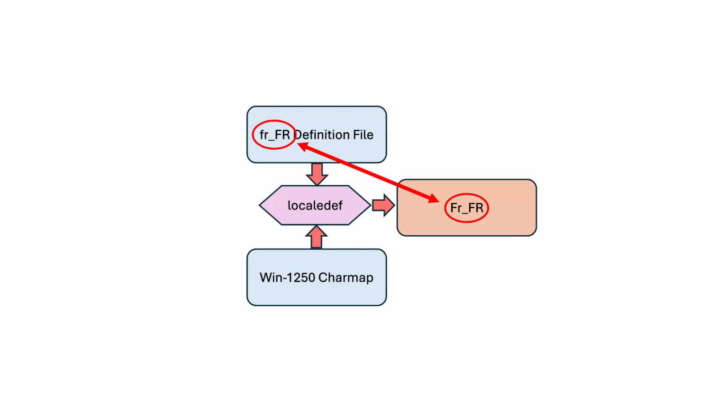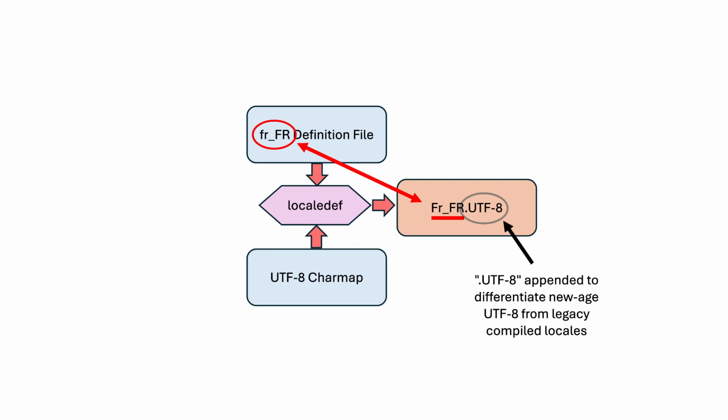It's customary that compiled locales take the name of their corresponding definition file. This is true for legacy locales compiled with their original char maps. The same applies to locales compiled with the new age UTF-8 char map, though the string .utf8 is appended to the end of the locale's name, so as to differentiate them from their legacy counterparts. Besides, you wouldn't want to break things due to a name clash between archived locales on the system.